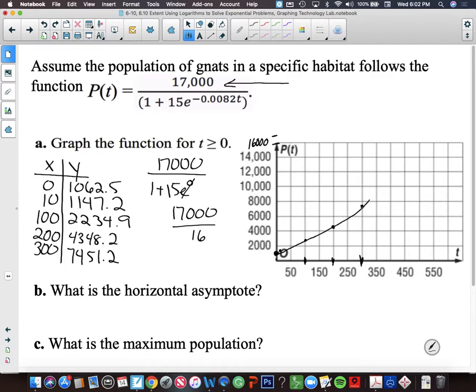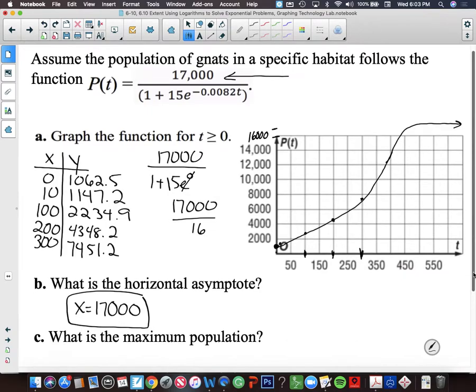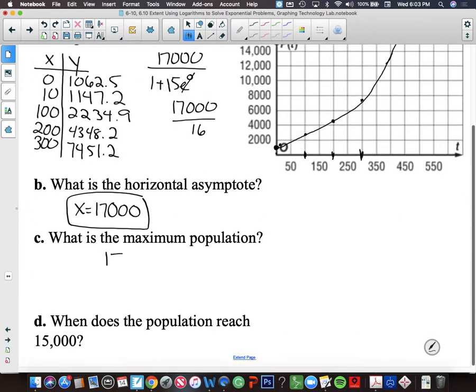Okay, so this is going to look like this. It's going to be curving up until we get around 17,000. Once we hit 17,000, then it's just going to level off like that. So it's exponential growth to a point, okay? Once it gets to that point, then it levels off. So your horizontal asymptote, that's the next question, is 17,000. And that represents our carrying capacity. That's the maximum population. So what's the max population down there? That's that 17,000. And that would be gnats.